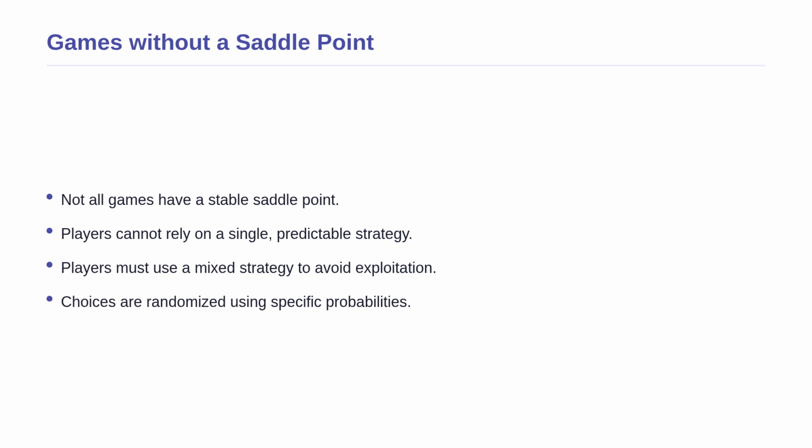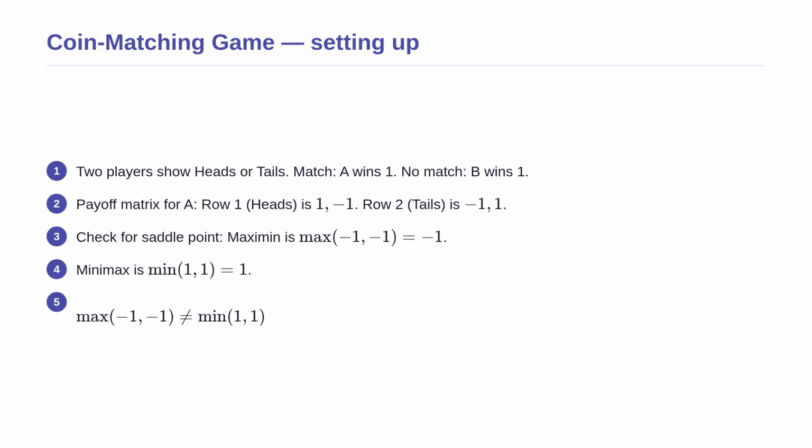A mixed strategy means a player randomizes their choices using specific probabilities. By doing this, they make their opponent completely indifferent to their own choices, ensuring the best possible average outcome over time. Before we calculate probabilities, let us see this with a concrete example.